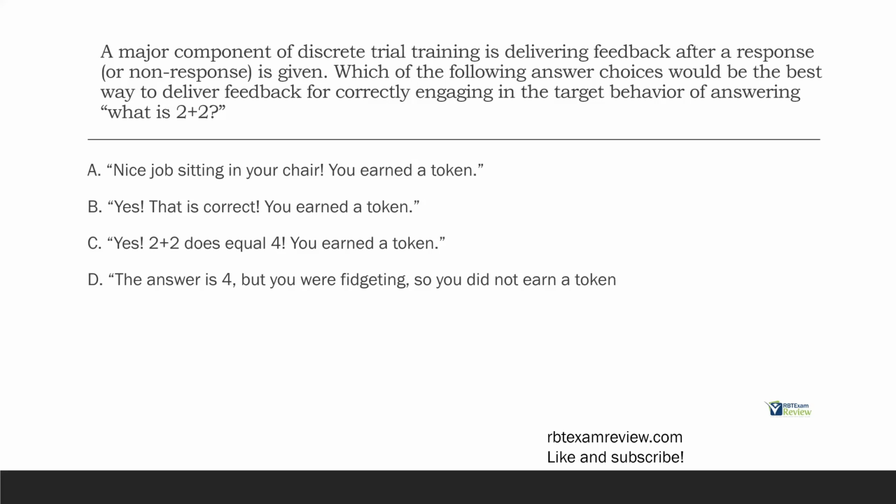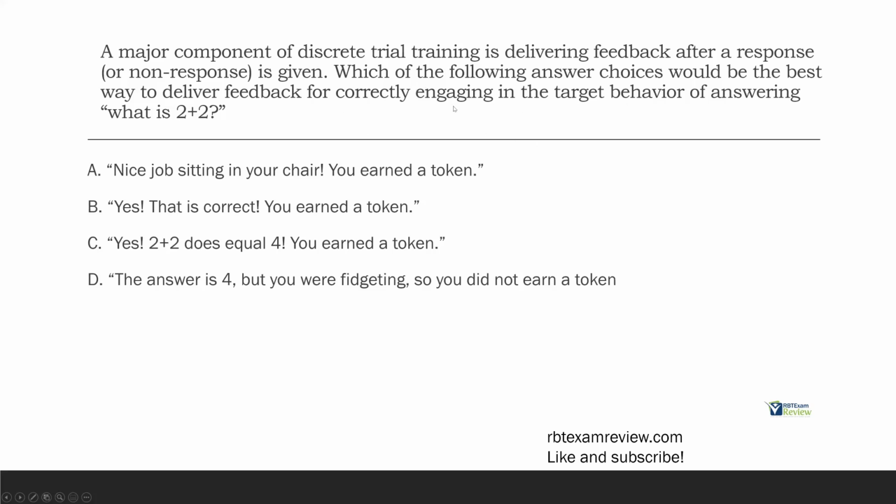Mouthful, right? Long question, kind of complicated. What is it really asking? Okay, we need to determine that first, especially on the harder questions. The question wants to know about delivering feedback, okay? How do we deliver feedback properly is what it's asking you. The target behavior is what is 2 plus 2. So we're assuming our client is correctly engaging in the target behavior, and then we're delivering feedback.